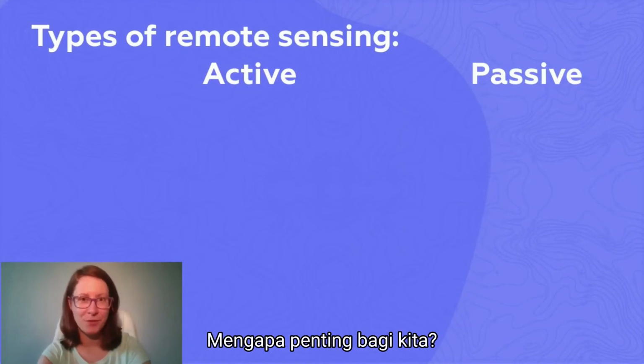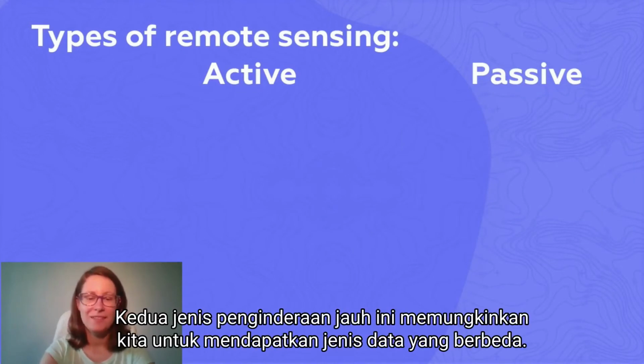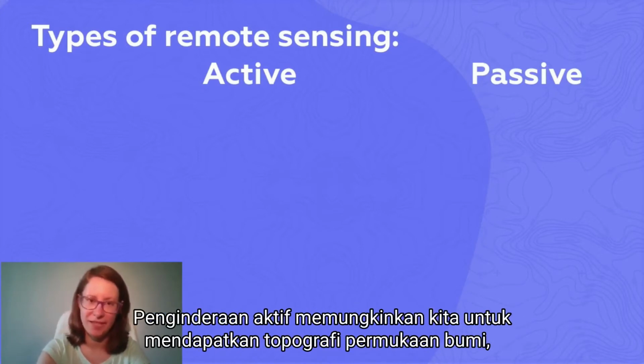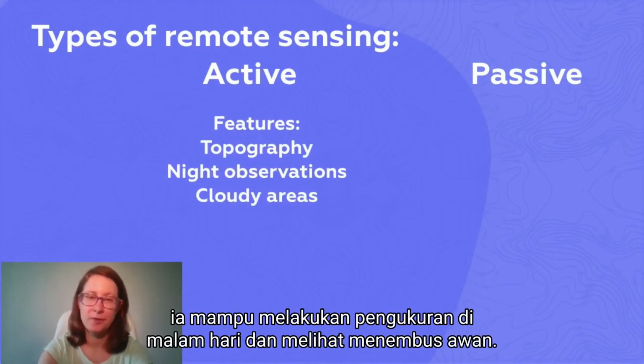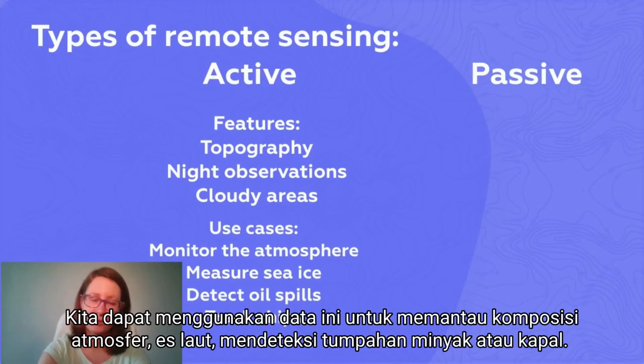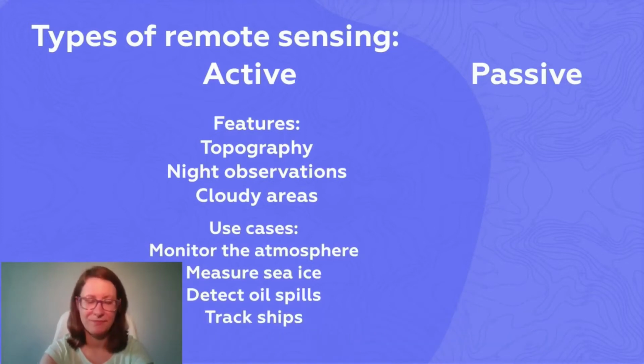Why is it important for us? These two types of remote sensing allow us to get different types of data. Active sensing allows us to get topography of the Earth's surface. It is able to make measurements at night and see through the clouds. We can use this data to monitor atmospheric composition, sea ice, detect oil spills or ships.